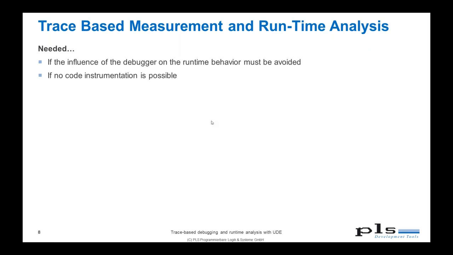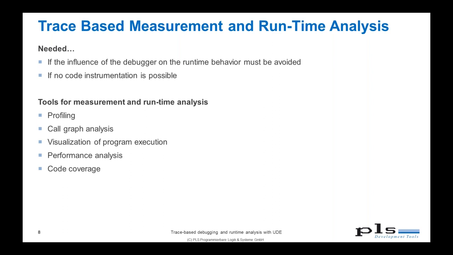And in some applications, some runtime critical applications, for example, it is not a good idea to change the code because it is always affecting the runtime behavior and sometimes also affecting the memory layout of your application. So trace is always a good alternative for measurement and runtime analysis, for example, for doing some profiling, doing call graph analysis, which I'd like to show in a few minutes, and also gathering the data to visualize the program execution and do some performance analysis or even do code coverage without code instrumentation. Okay, then let's switch to the UDE.